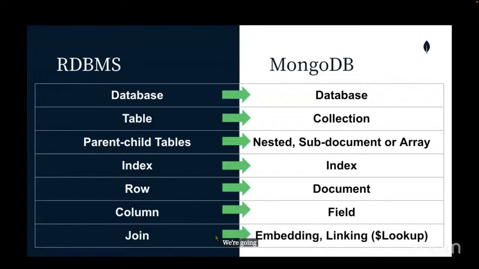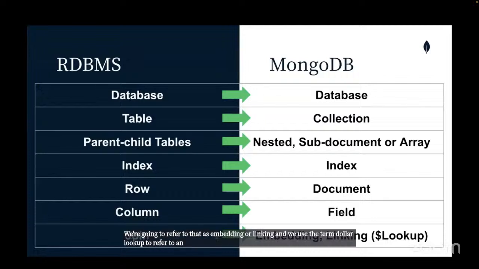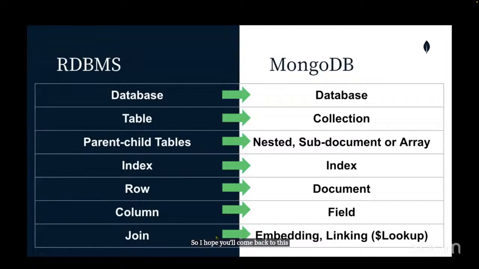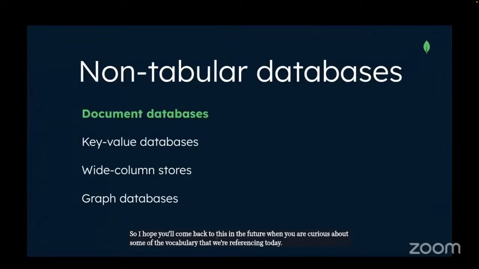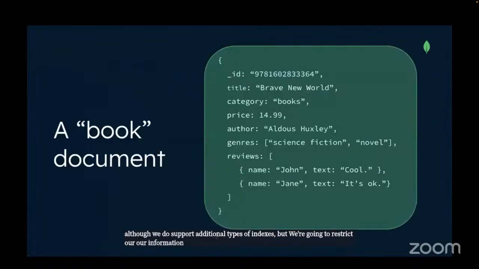We're going to refer to that as embedding or linking, and we use the term $lookup to refer to an operator that enables us to join data between data in multiple collections in MongoDB. So I hope you'll come back to this in the future when you are curious about some of the vocabulary that we're referencing today. There are other non-tabular databases. We're going to focus today on document databases because MongoDB is firmly in the world of document databases, although we do support additional types of indexes, but we're going to restrict our information today to document databases.